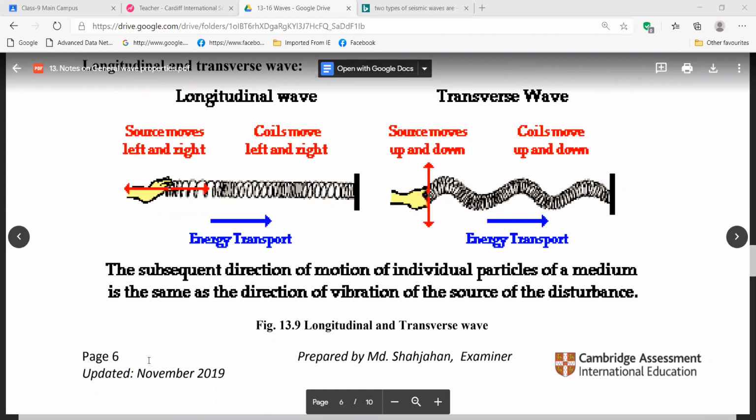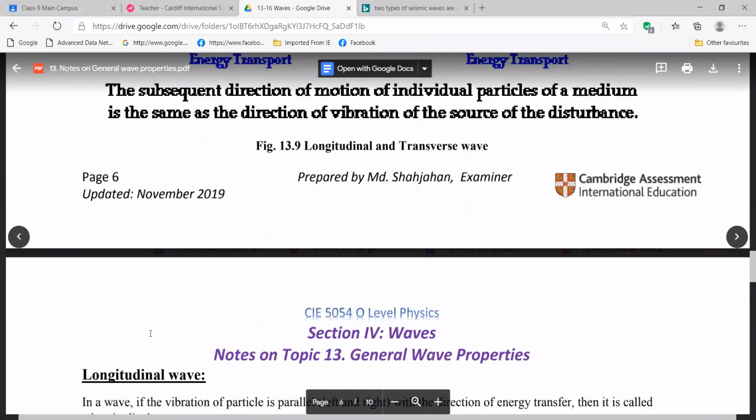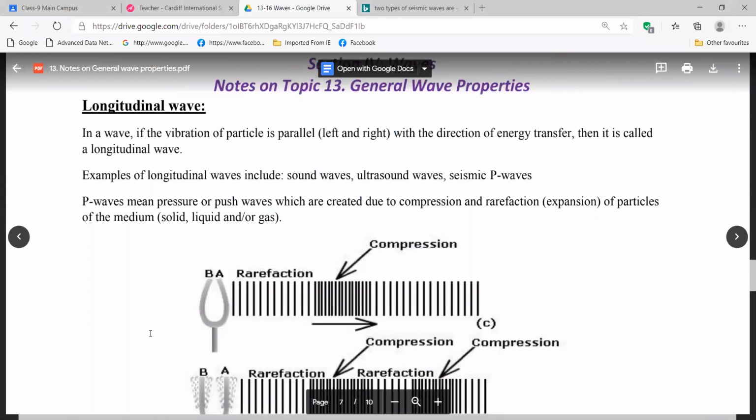Okay, now we are going to the notes where we discuss longitudinal and transverse wave. Okay, I want Shafkat to read. Shafkat, can you read please? Please read from longitudinal wave. In a wave, if the vibration of particle is parallel, left and right, with the direction of energy transfer, then it is called a longitudinal wave. Examples of longitudinal wave include sound waves, ultrasound waves, seismic P waves. P waves mean pressure or push waves, which are created due to compression and rarefaction, expansion of particles of the medium, solid, liquid, or gas.